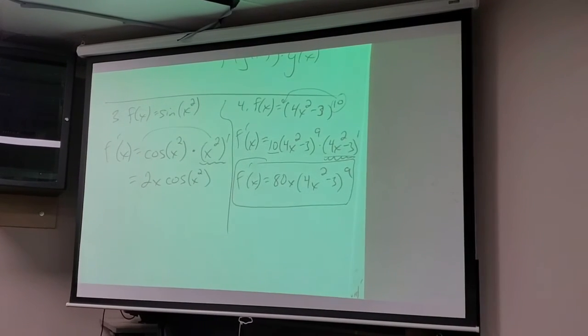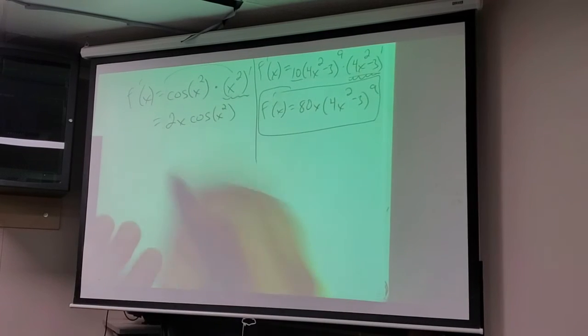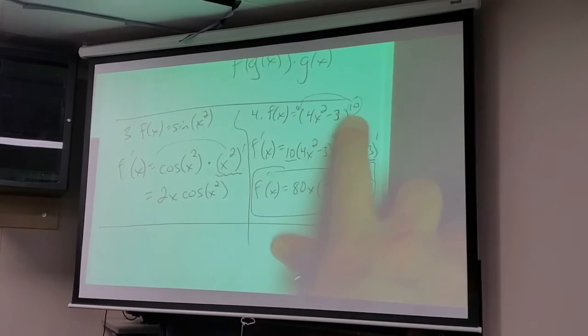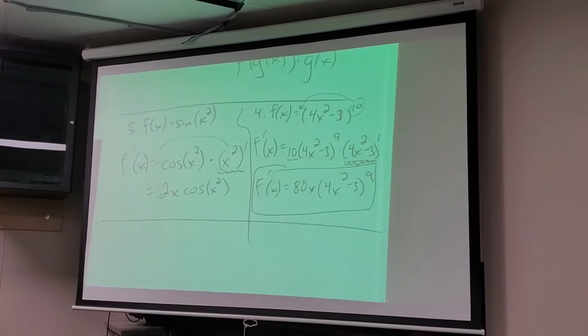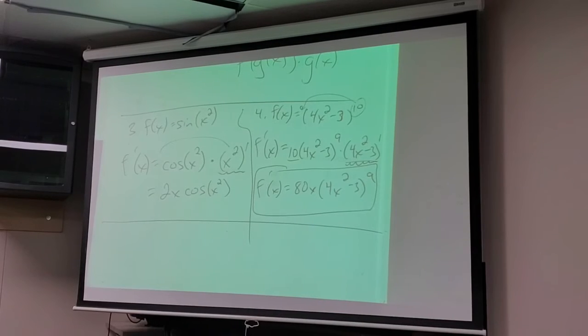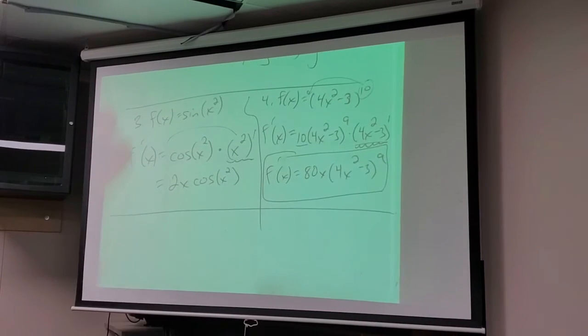Let me do one more example that's not on there, because I think I gave you one like this. This has a function inside of a function. This has a function inside of a function. Could you have a function inside of a function inside of a function? Yes! And I always like to think about Russian nesting dolls, right? When does this end? All right. Russian nesting dolls. Do you know those? Yes?